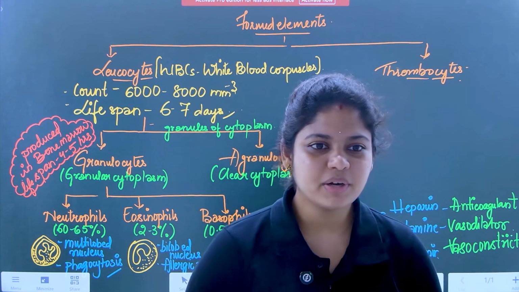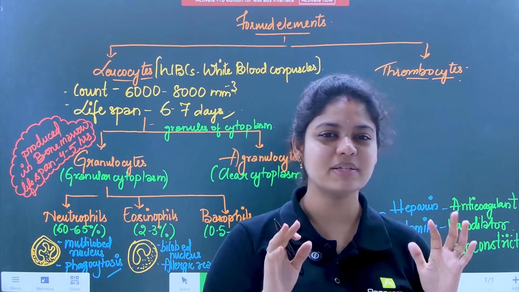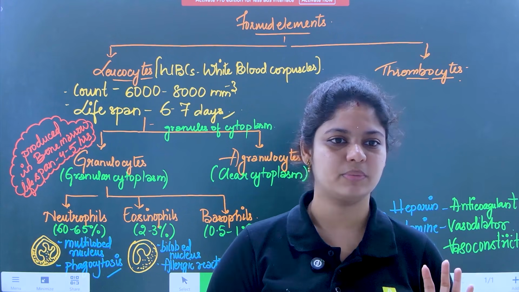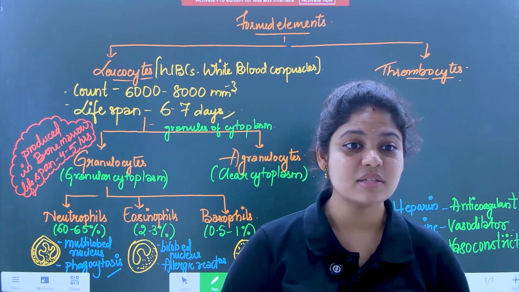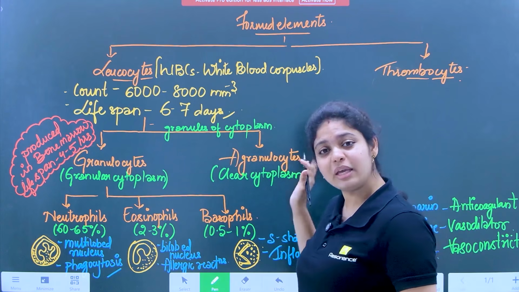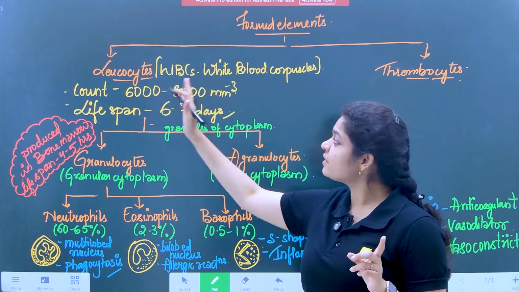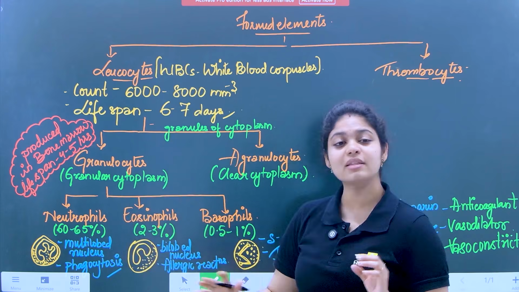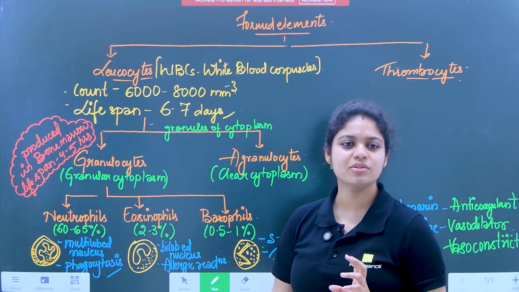Ma'am, granulocytes are produced in bone marrow. Yes, all blood cells are produced in bone marrow only. But ma'am, the lifespan of leukocytes is 6 to 7 days, but granulocytes are not. Leukocytes include granulocytes and agranulocytes, right? Leukocytes in total live 6 to 7 days, understood? But these granulocytes die in 4 to 5 hours only.